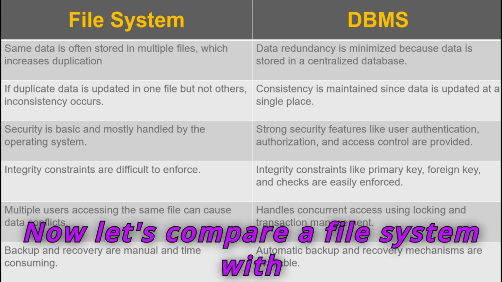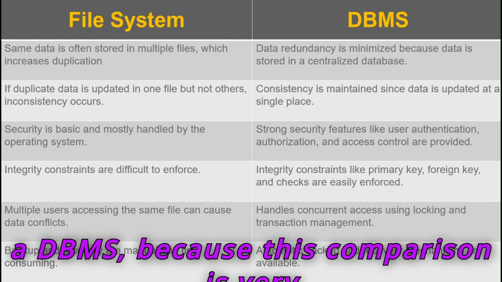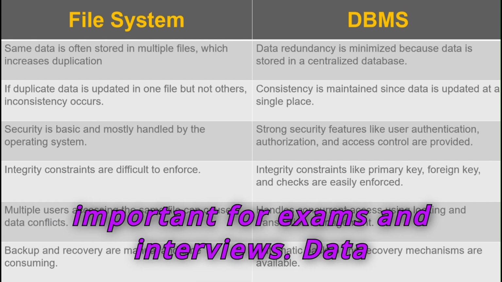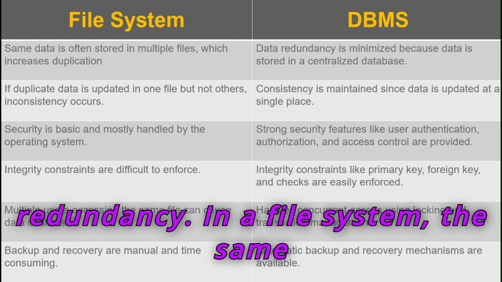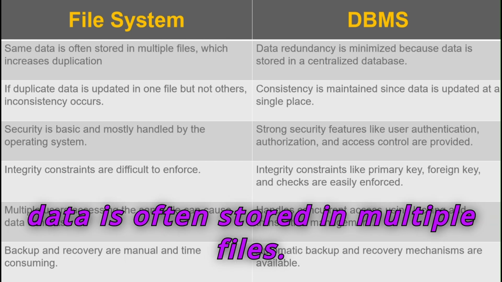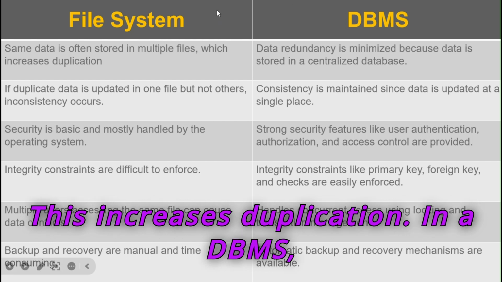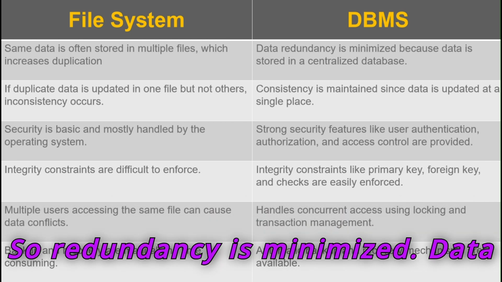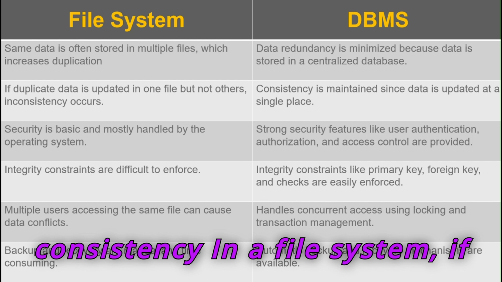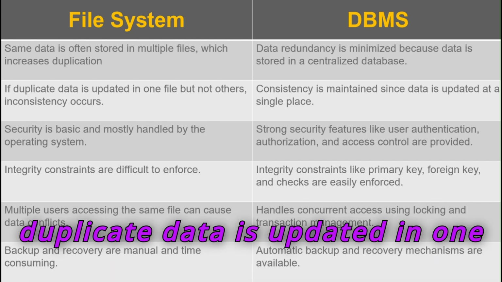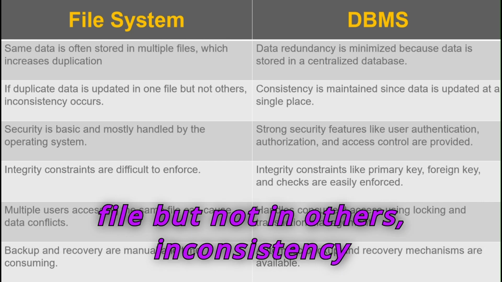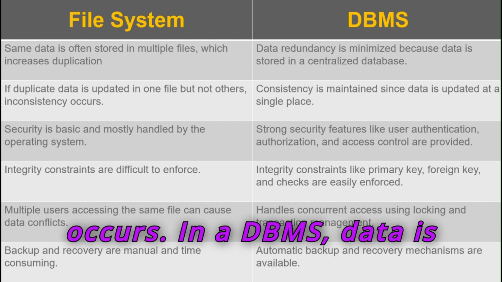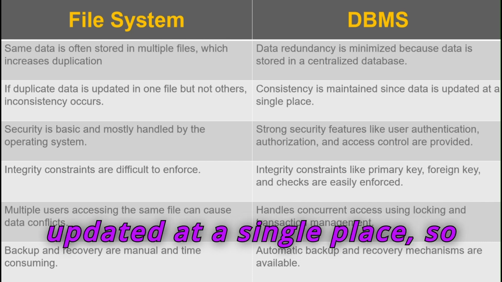Now, let's compare a file system with a DBMS, because this comparison is very important for exams and interviews. Data redundancy. In a file system, the same data is often stored in multiple files. This increases duplication. In a DBMS, data is stored in a centralized database, so redundancy is minimized. Data consistency. In a file system, if duplicate data is updated in one file but not in others, inconsistency occurs. In a DBMS, data is updated at a single place, so consistency is maintained.